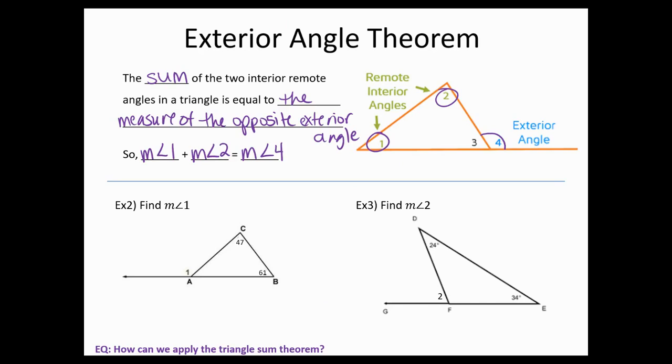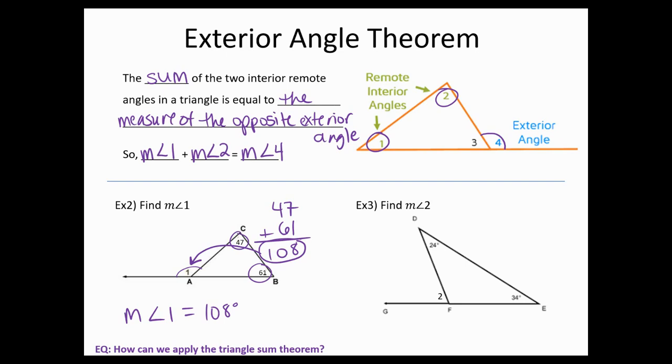We're going to find the measure of angle 1. And here we go. Using our exterior angle theorem, we can take the inside far away angles and add them up. So 47 and 61 gives me 108. Then that answer is equivalent to the outside angle, angle 1. So the measure of angle 1 is 108.